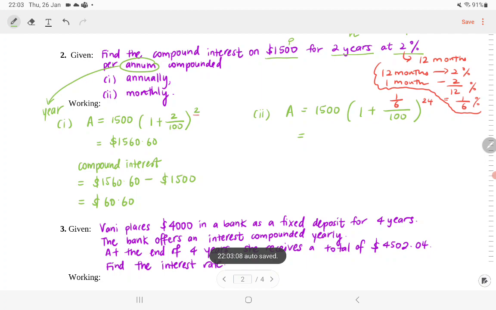So my answer here is actually $1,561.16. If you look at it, I compound it monthly, I actually get a little bit more. So you calculate the compound interest.